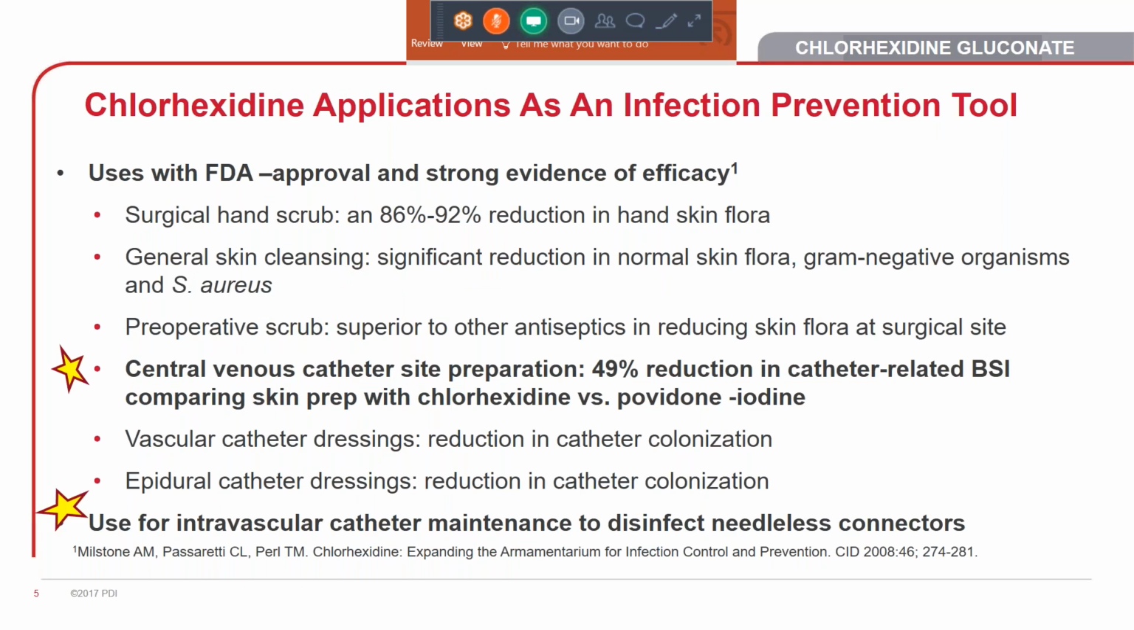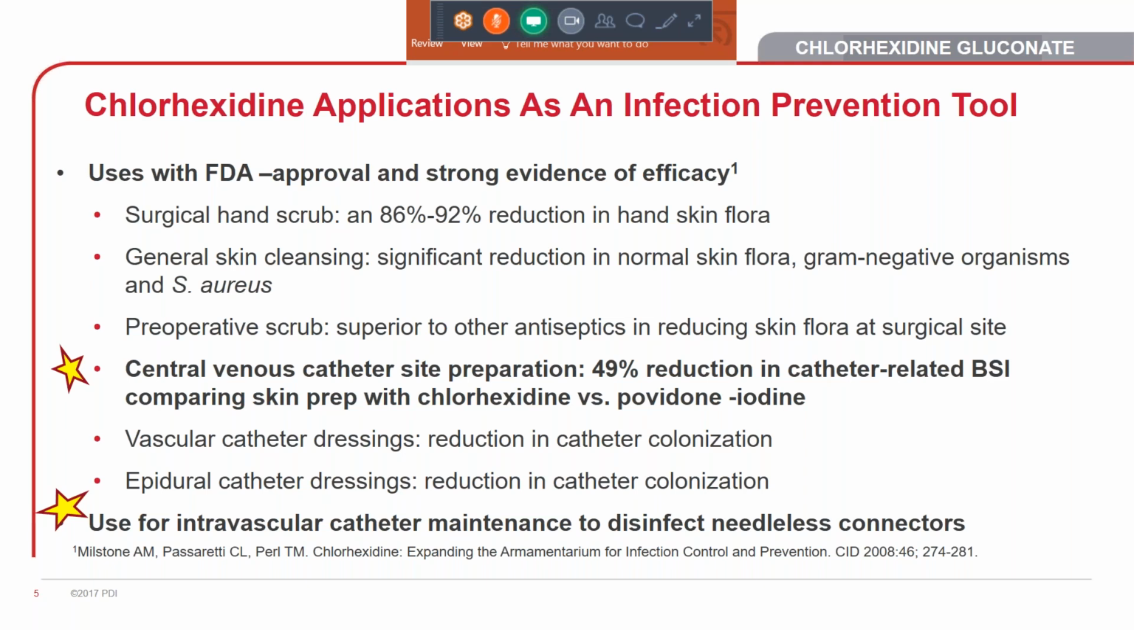Let's talk briefly about chlorhexidine applications as an infection prevention tool. The uses that have been FDA approved and have strong evidence of efficacy are identified here for you. The antiseptic is utilized as a surgical hand scrub. There has been data that has shown an 86 to 92% reduction in hand skin flora. It's used as a general skin cleansing agent.